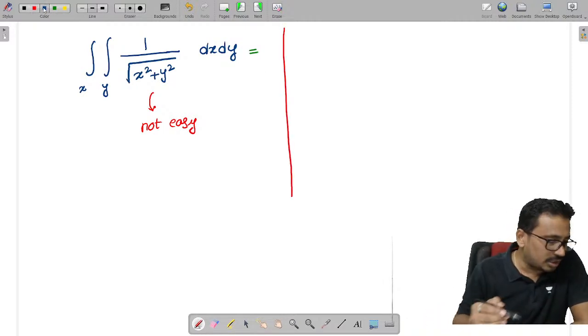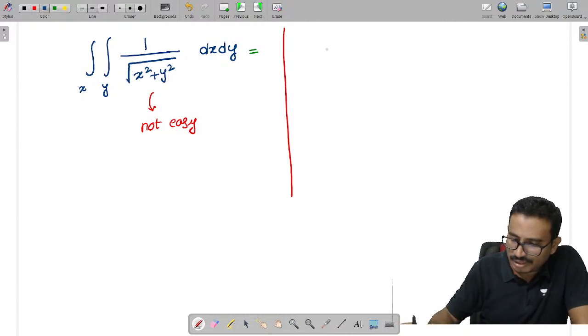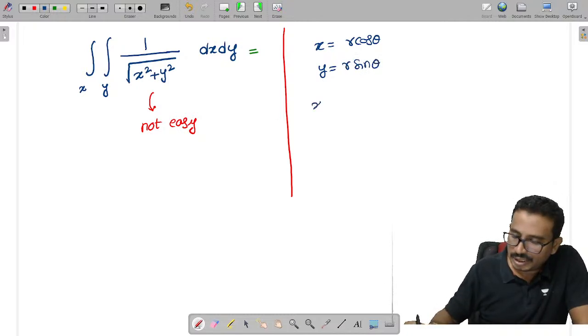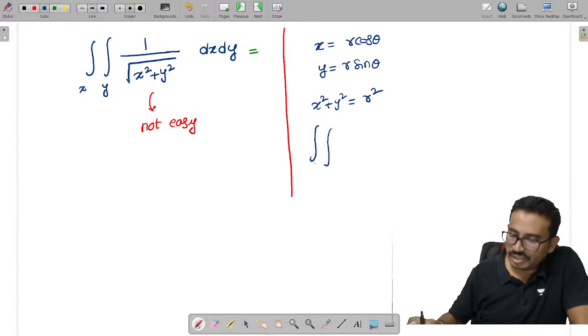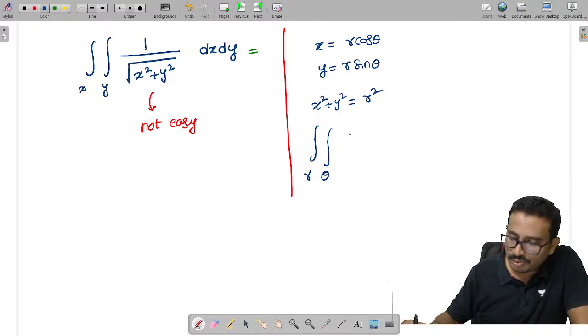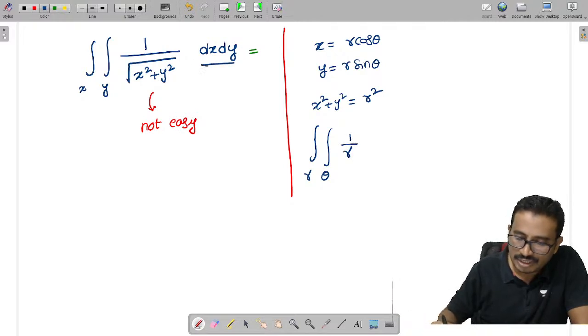Now see here, what did I do? I have taken x equal to r cos theta and y equal to r sin theta. Then x square plus y square becomes r square. Now I can change this xy integration to an r theta integration.